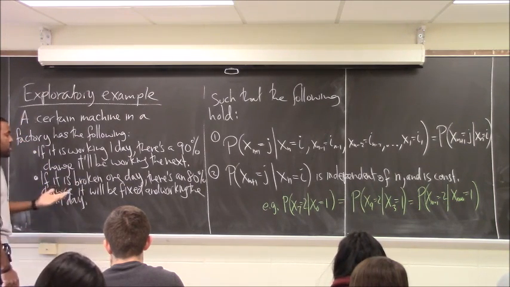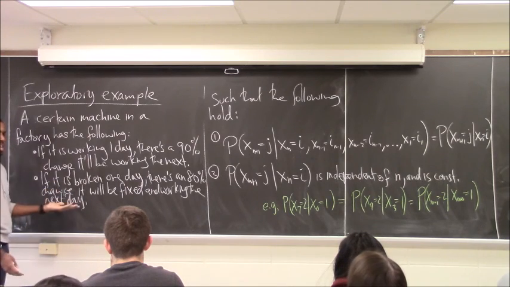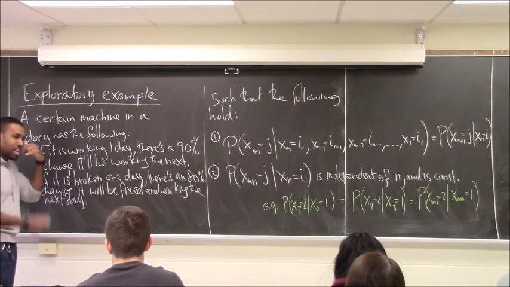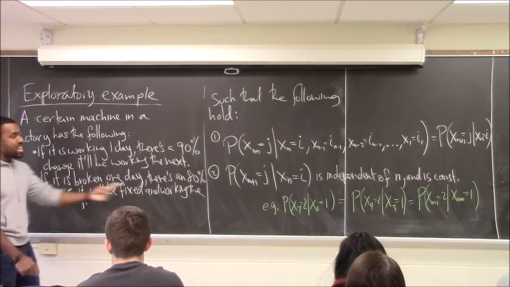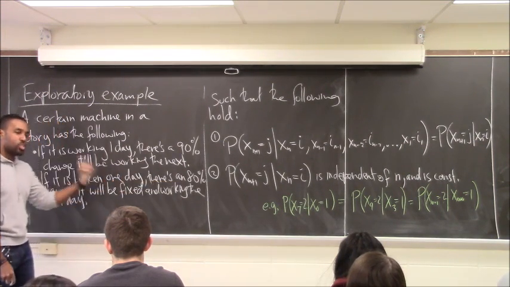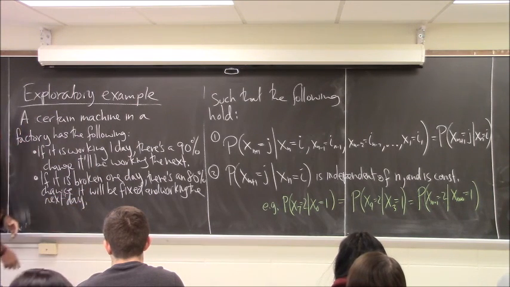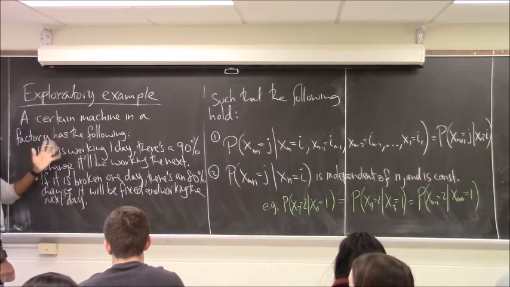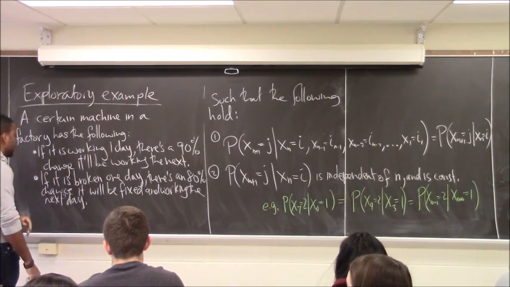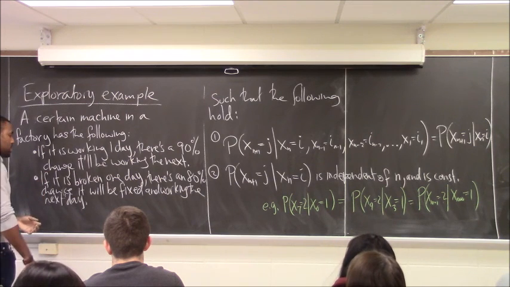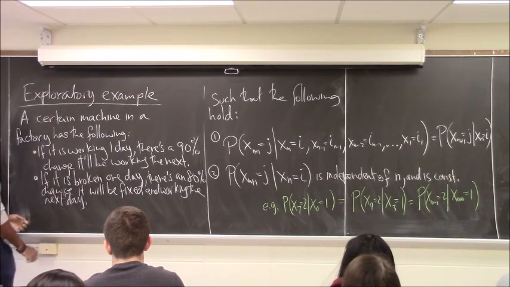However, every now and then, someone checks the machine and it's not working. So they'll put up a call to facilities, hey, the thing's broken again. 80% of the time, facilities responds within a day and fixes the machine, right? So that's the situation. If it's working, there's a 90% chance it will continue to work the next day. If it's broken, you can get it fixed. There's an 80% chance it will be fixed by the next day.